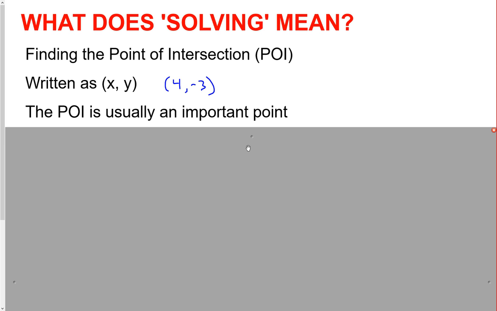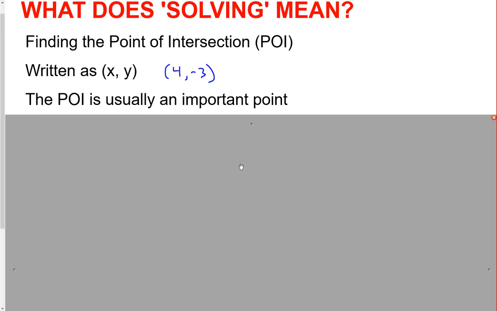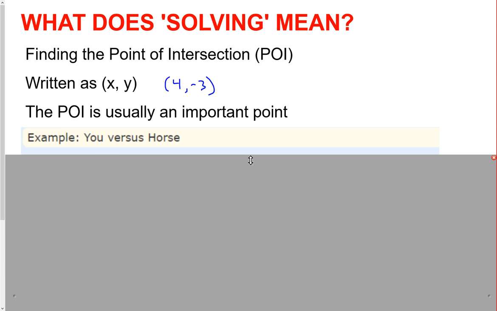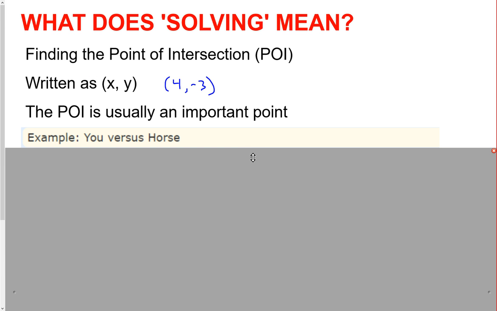So it's usually an important point, the point of intersection. That's why we want to solve for it, because it usually tells us some very important information about something. So I'm going to give you an example. It's maybe a little bit of a goofy one, but it's kind of how linear equations could be used. Here's an example of you versus a horse in a running race. Now you might say, horse is faster, horse is going to win the race for sure.